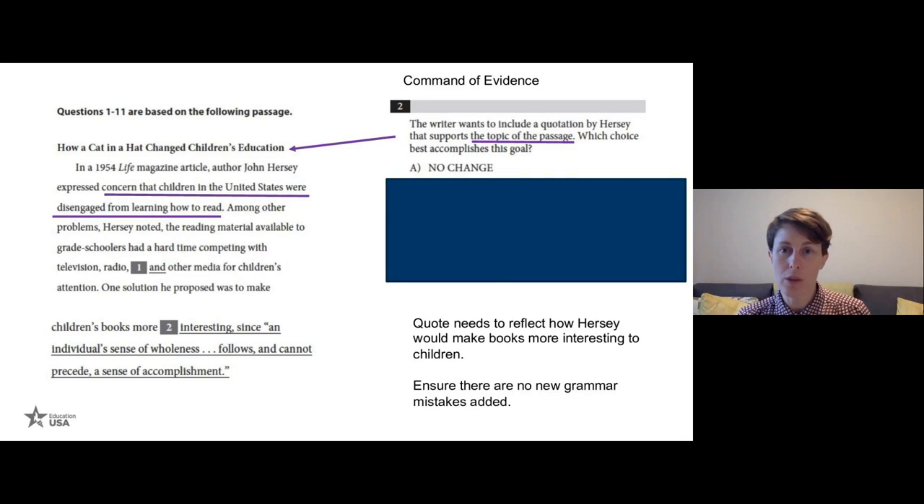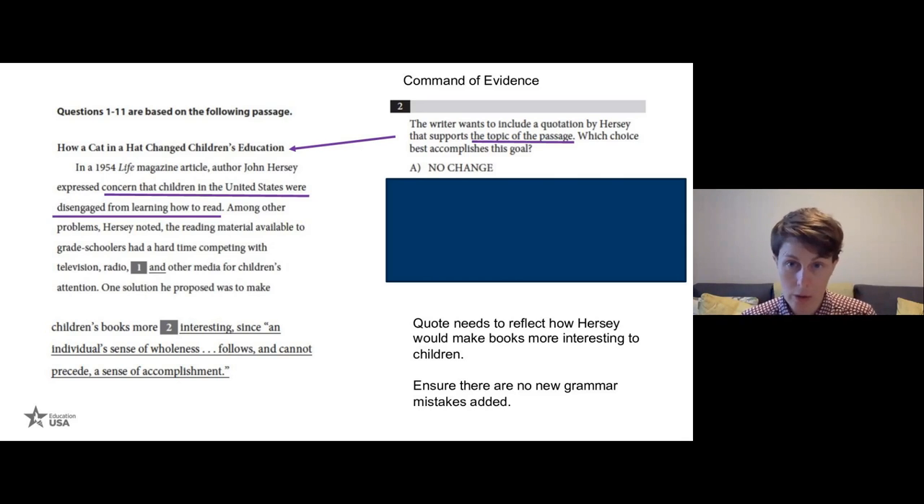Now, number two gets a whole lot more difficult because now we're dealing with a command of evidence question. So we'll go ahead and read the question. This is when you do want to start maybe marking your passage a little bit. Whenever you have a question that's similar to reading comp, you can employ your reading comprehension skills. So the writer wants to include a quotation by Hershey that supports the topic of the passage. Which choice best accomplishes this goal?